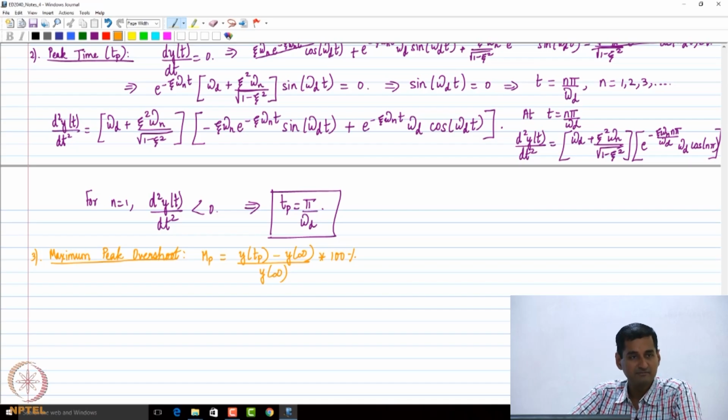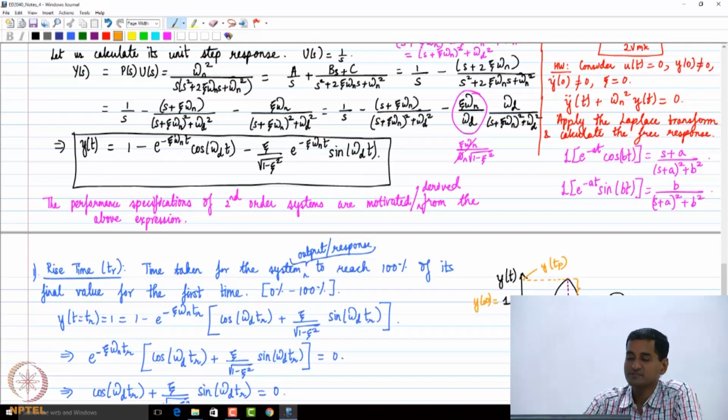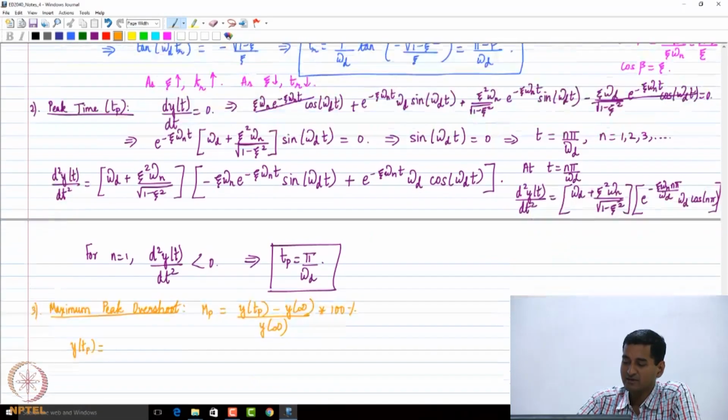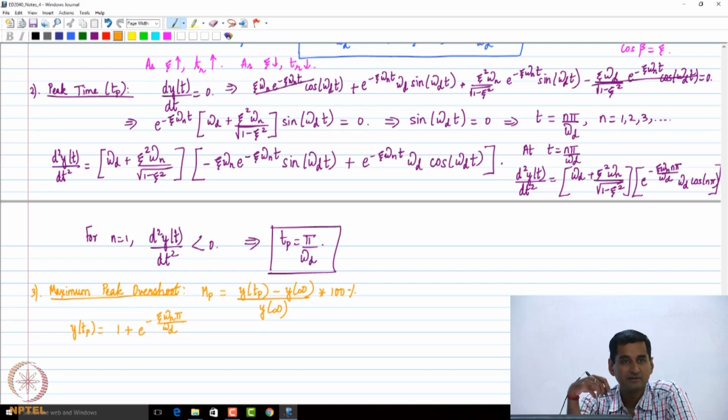That's how it is given. So now what is y at Tp? You substitute Tp equals pi by omega d into this expression. What do you get? We get 1 minus e power minus zeta omega n pi by omega d cos pi, that is minus 1, then this term is 0. So immediately we see that y at Tp is going to be equal to 1 plus e power minus zeta omega n pi by omega d. Do you agree? How we got this?